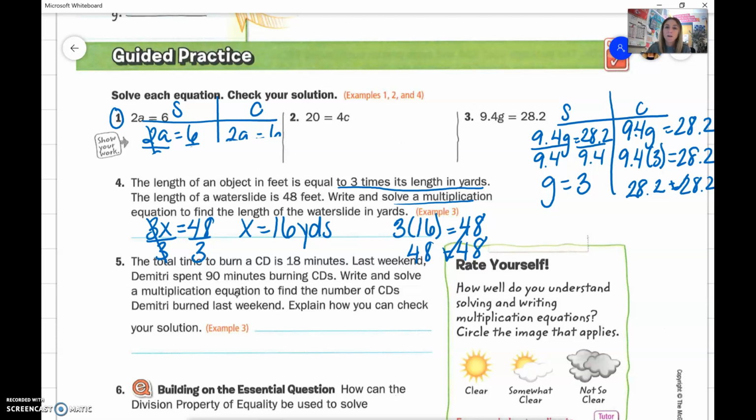All right, mathematicians, you are good to go. I'm sure we'll be doing some practice problems, some homework together. You know the routine.